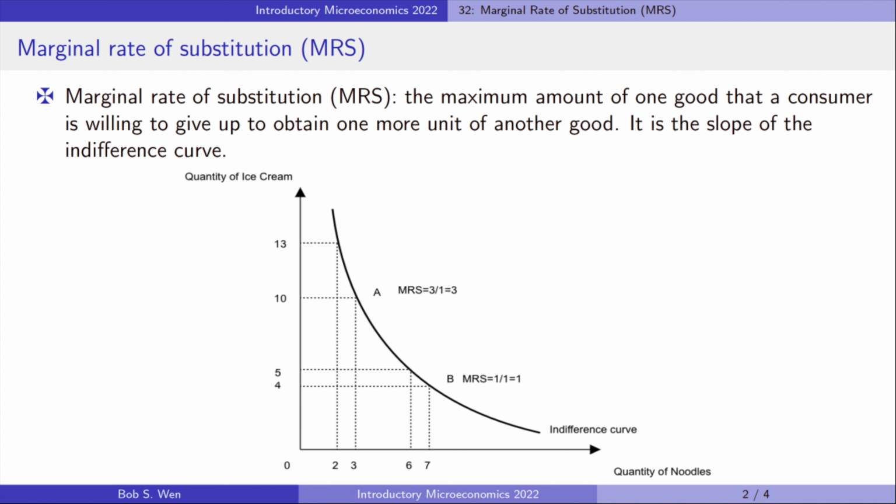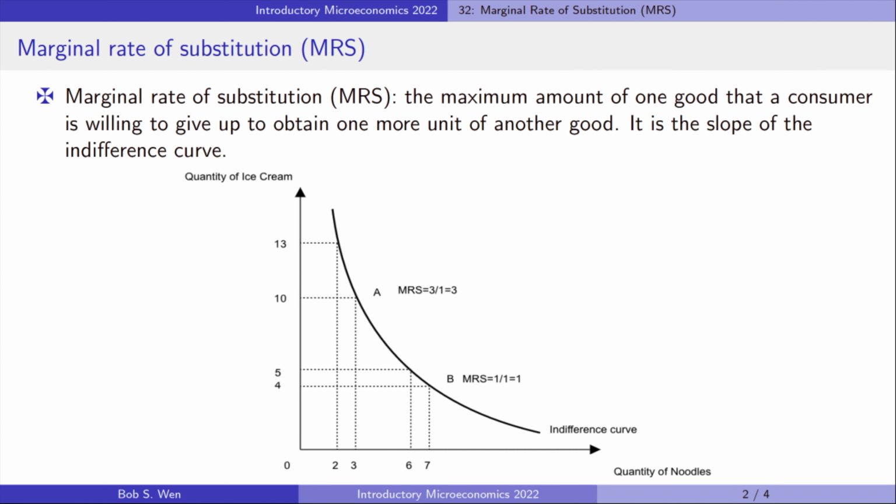We can compare 2 points in our example. At point A, the consumer has a lot of ice cream cones and fewer noodles. At point B, she has fewer ice cream cones but many bowls of noodles. She would like to give up more ice cream cones for noodles at point A than at point B. Therefore, the marginal rate of substitution of ice cream for noodles is higher at point A than at point B.